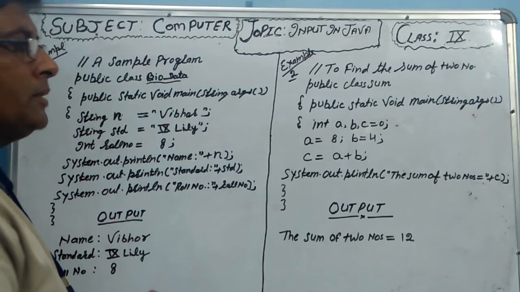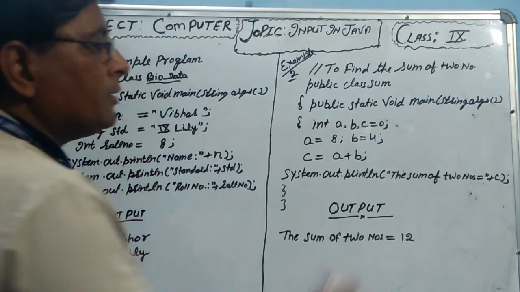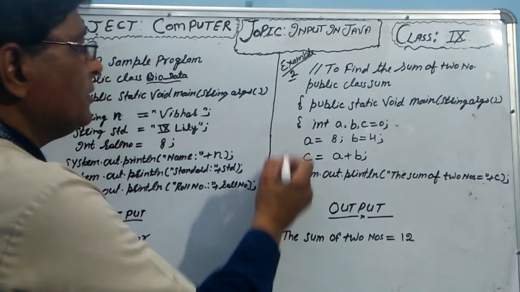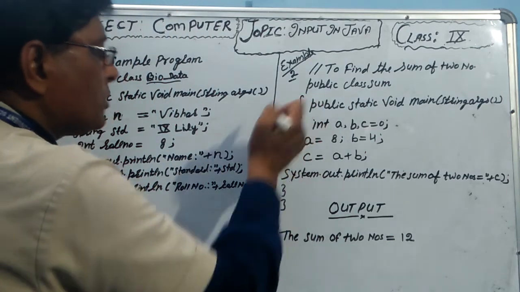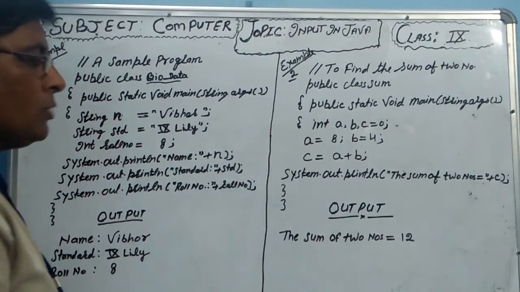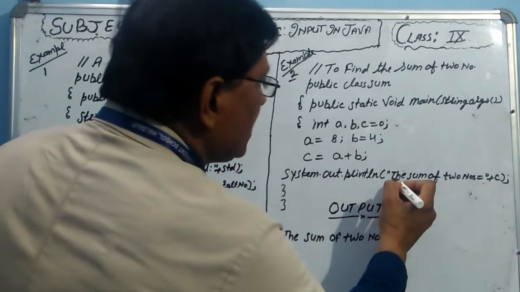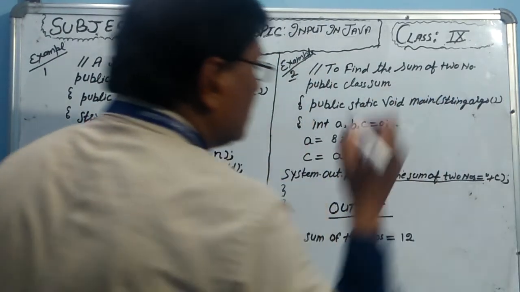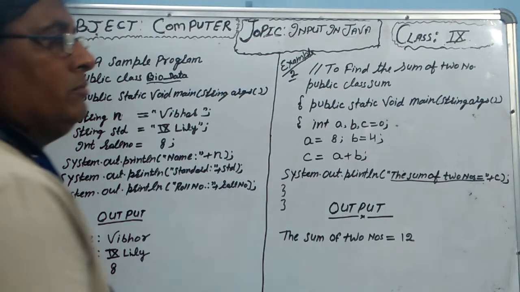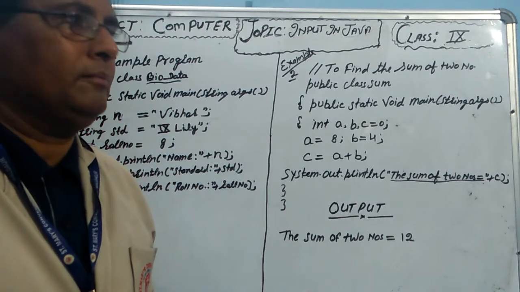System.out.print. In double quotes you will write the sum of the two numbers is equal to, and then the value of the sum is c, so you will plus c, and then the second bracket you will close first and the first bracket last. When you run this program, it will give the output which is written in double quotes: the sum of the two numbers is equal to 12. It will print that. I think all the students understand well.